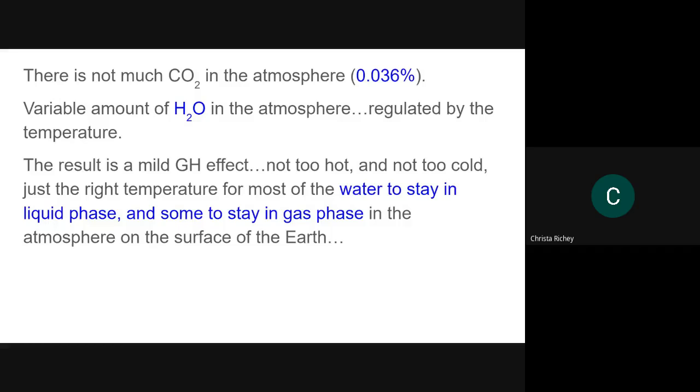In the gaseous state, the water vapor, the moisture in the air, like I said, that's what really controls the temperature of the planet. That's why on the coast, you don't have a huge temperature swing between night and day, but in the desert, it can be a difference of 60 to 80 degrees overnight.